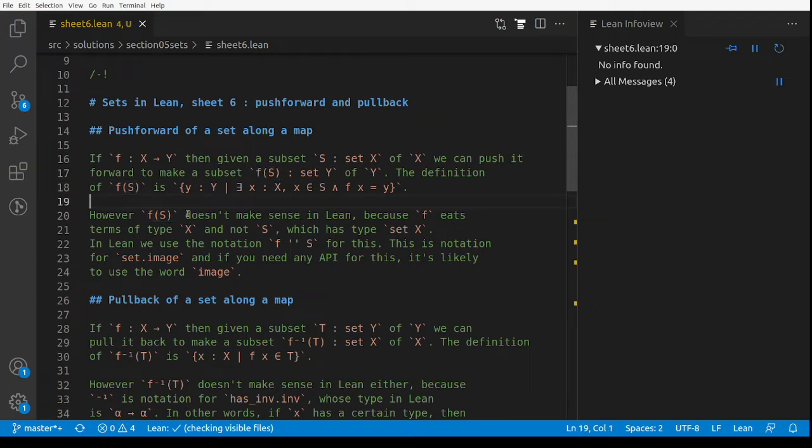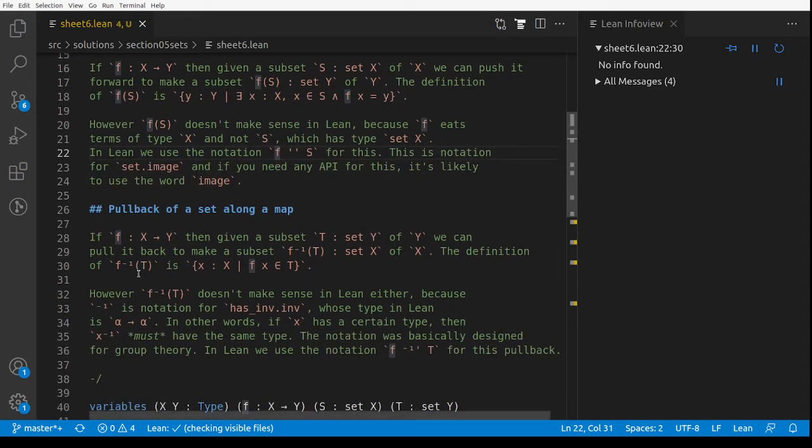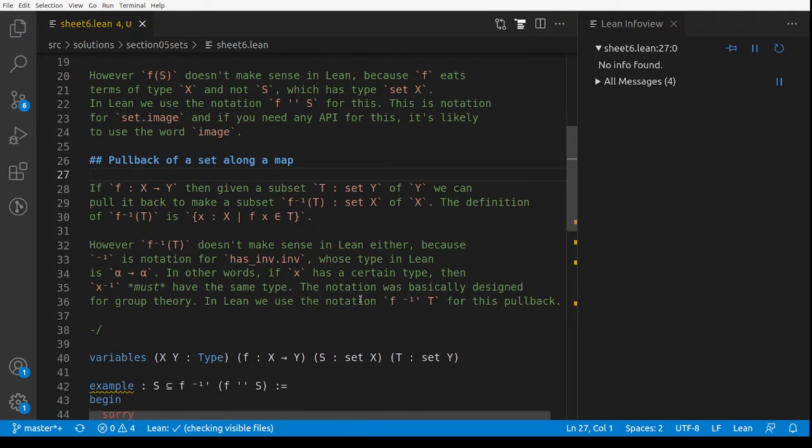And the notation doesn't work. That's one of the things I wanted to say. You can't do f of capital S. If you tried f of capital S, Lean would say f is expecting a term of type X, and you've given me a term of type Set X, so I don't get it. And so we have this slightly weirder notation here, f prime prime S. And similarly for pullback, the inverse notation is reserved for inverses in things like groups, and so we have a modified, primed inverse notation for the pre-image of a subset of Y.